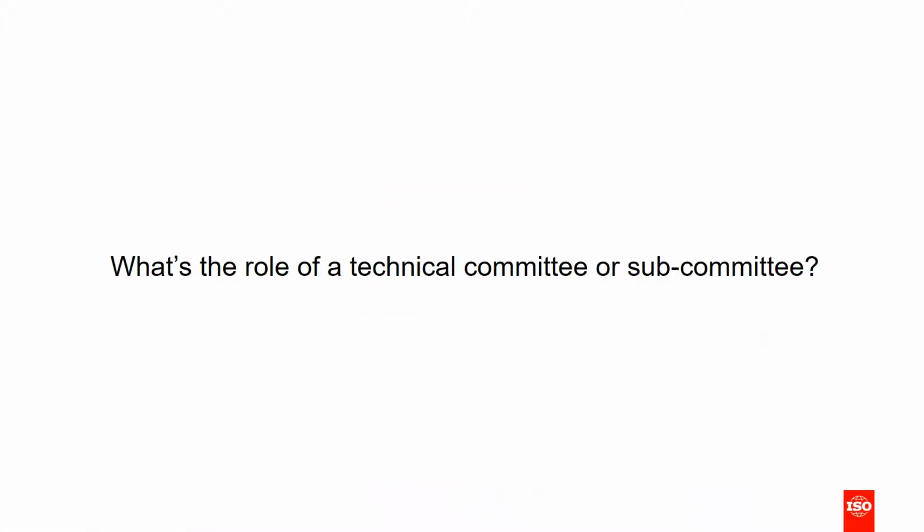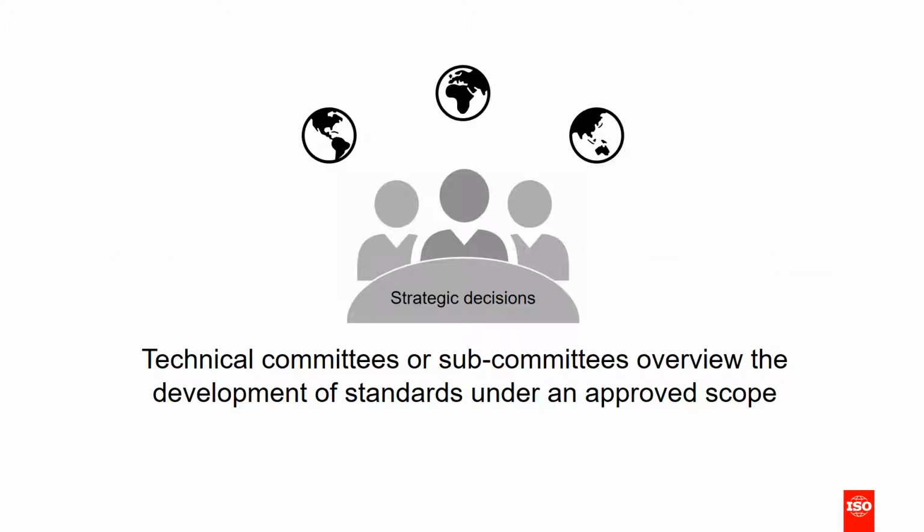So the second question, what's the role of a technical committee and a subcommittee? As I said in the previous slide, technical committees or subcommittees take key strategic decisions to oversee the development of standards under an approved scope. Examples of these key strategic decisions are the approval of the title and scope of the technical committee that is submitted to TMB for approval. They often approve the progression to the next stage in the standard development process.